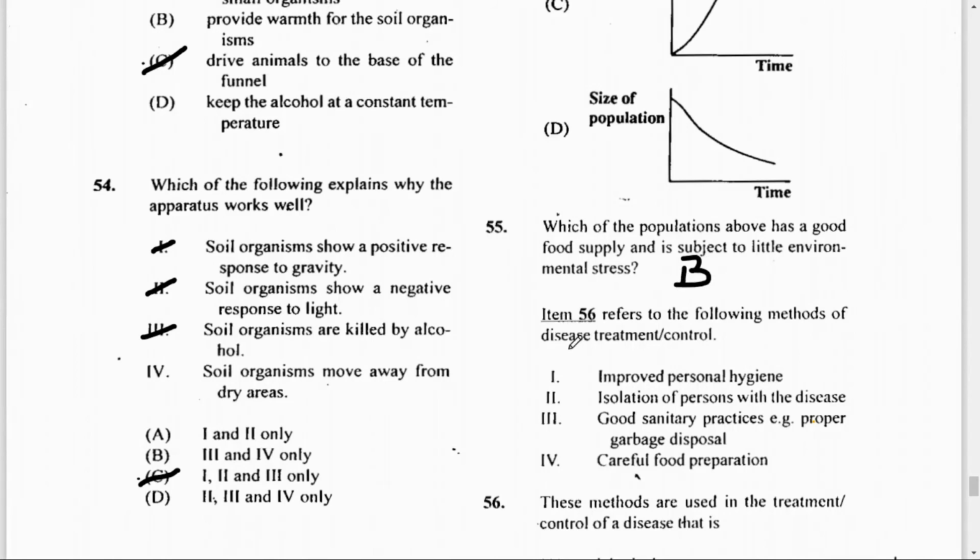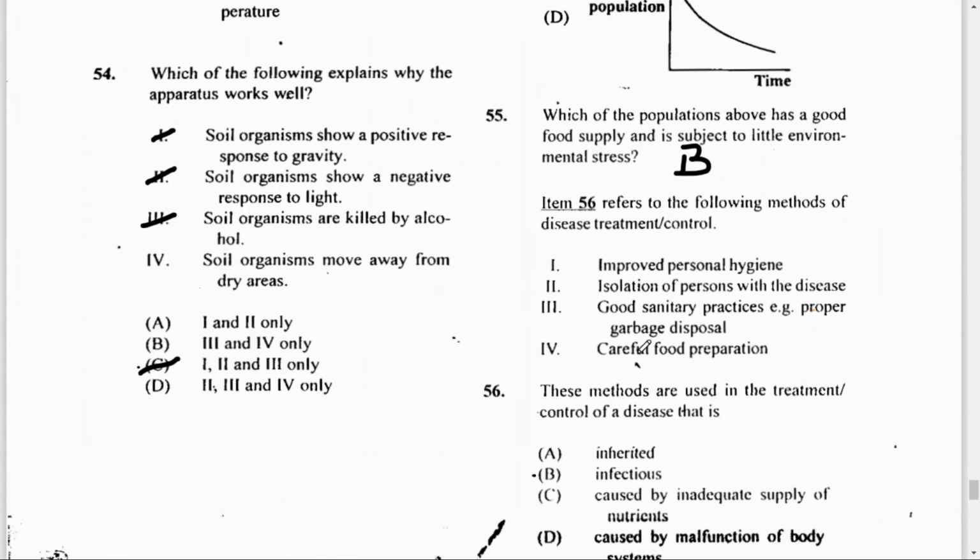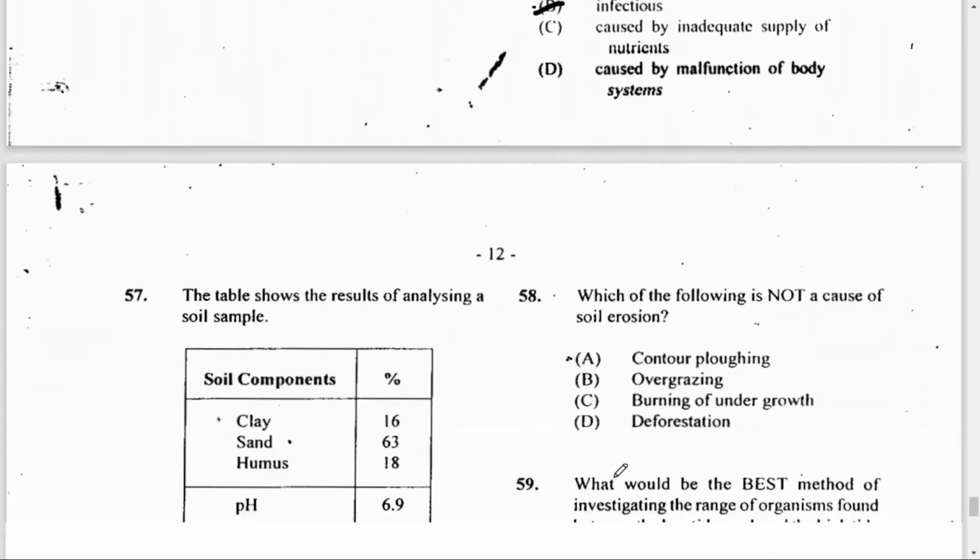Alright, number 56. Item 56 refers to the following methods of treatment and control of disease. So we have improved personal hygiene, isolation of person with the disease, good sanitary practices, for example proper garbage disposal, and careful food preparation. All these are indicative of an infectious disease. So the question was, these methods are used in treatment and control of a disease that is. The answer here is infectious. Good.